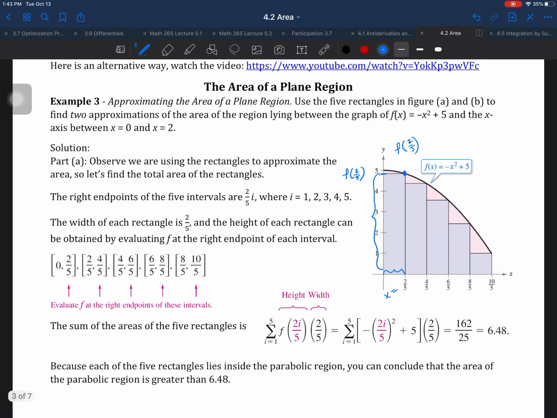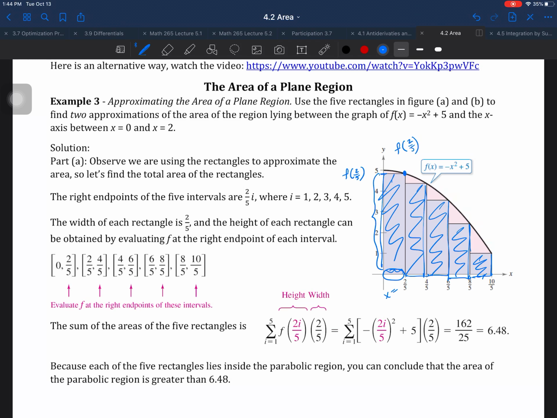And what we're going to do here is just do that. We're going to multiply the width times the height, and this will give us this area, and do the same thing. Width times the height, we get this area. Width times the height will give us this area, and this area, and this area.